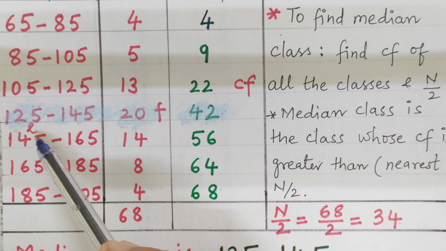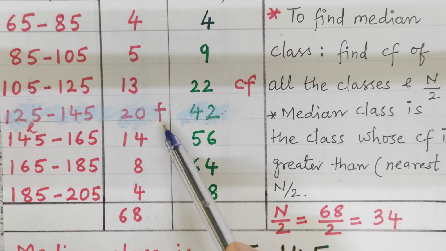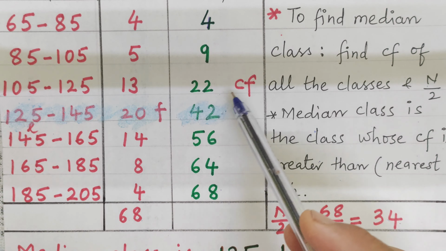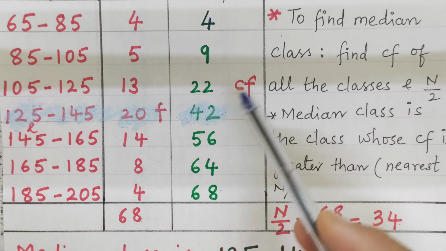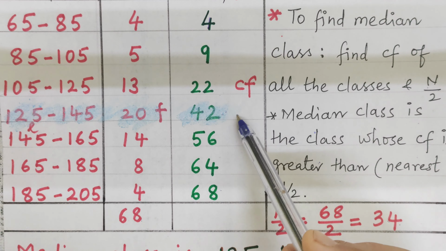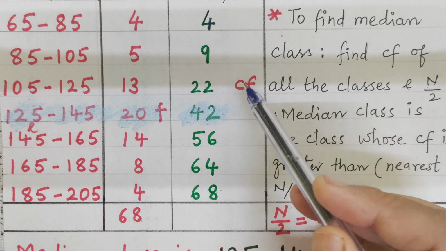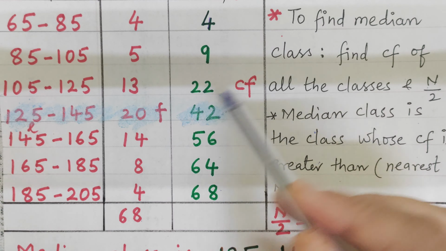This is lower limit. This is frequency. This is cumulative frequency we have to choose for the formula. We will not take this cumulative frequency. We will take the cumulative frequency of the class preceding the median class.